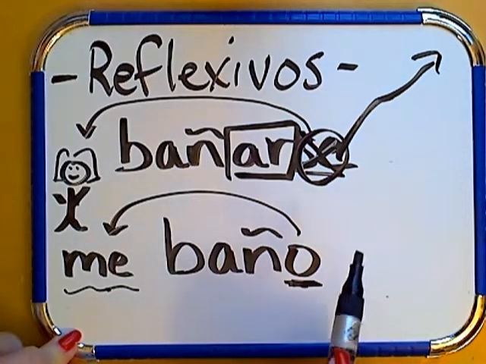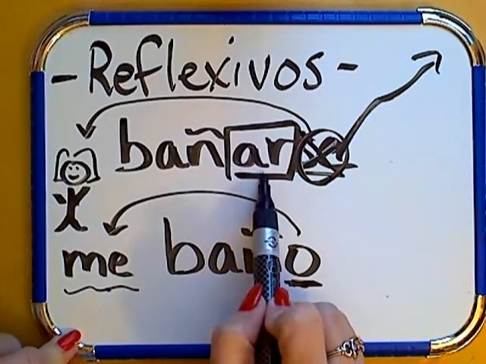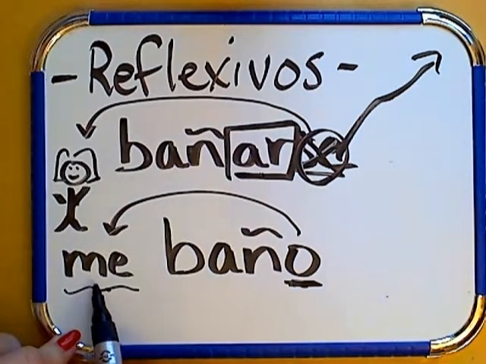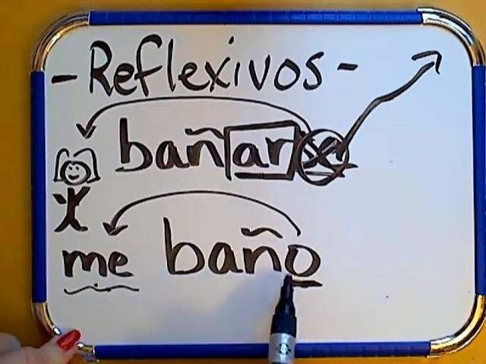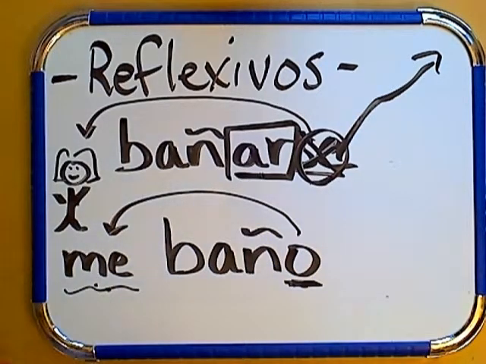So you can't just take the se off and throw it away out the window, which a lot of students tend to do. You must change this AR to the yo form, and that becomes the me in front, and I bathe. I bathe myself. If it has an se, you have to have an me on the front. That's it for the reflexive verbs for the first step.